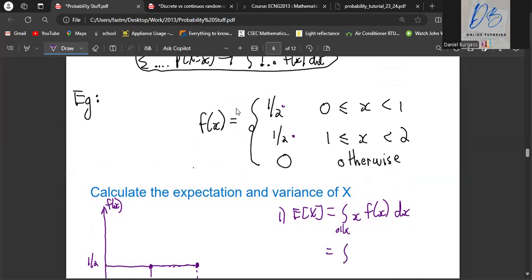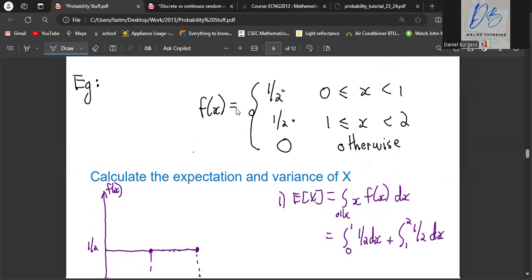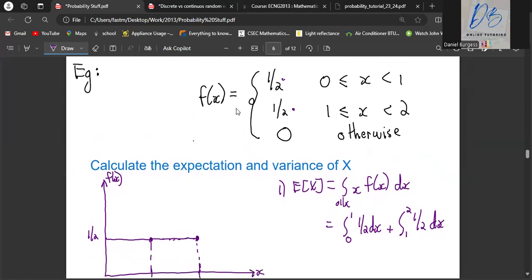So anytime you have piecewise functions and you're trying to integrate them, you just integrate each piece separately and add them together. So this will just be the integral from 0 to 1 of a half dx plus the integral from 1 to 2 of a half dx. Right? So we're trying to multiply that by x. So let's see how we could do that. So get the x outside.